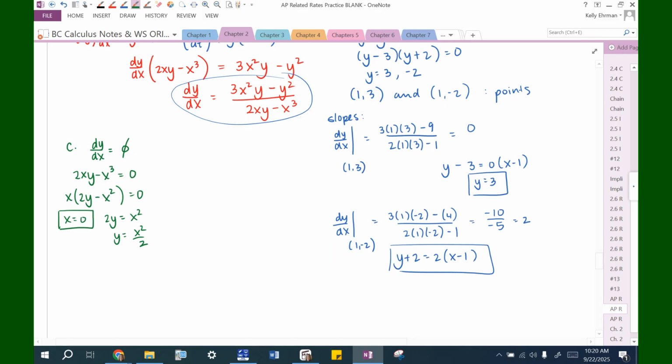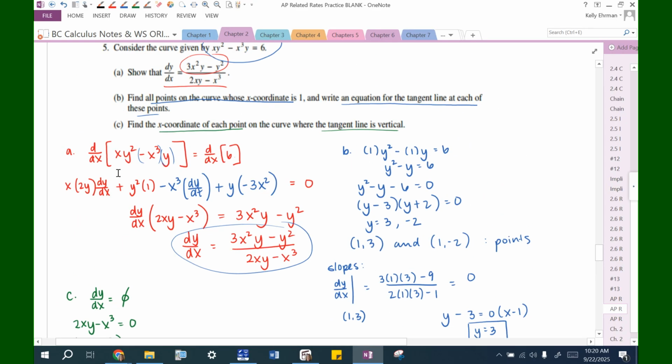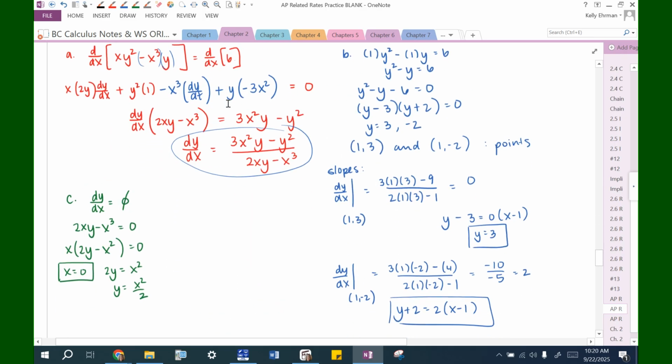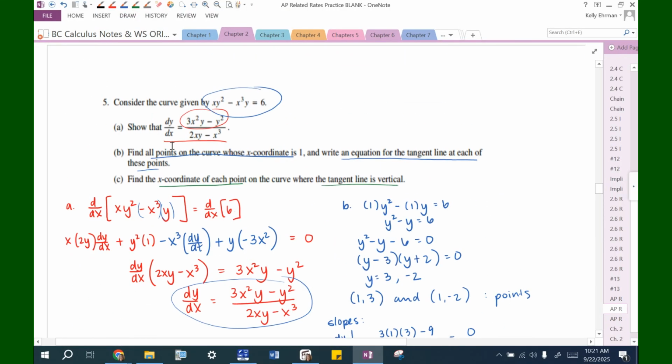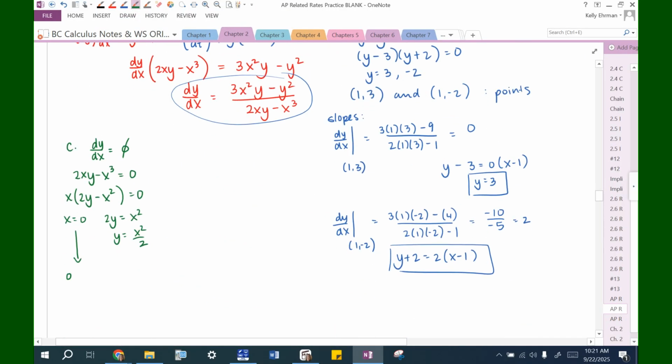And actually, let's see. Is x equals 0 one of my answers? Let me double check. x equals 0 is not one of my answers. I have to be careful here. In my curve, if I plug 0 in, 0 times y squared minus 0 times y is not equal to 6. So 0 is not on the curve.